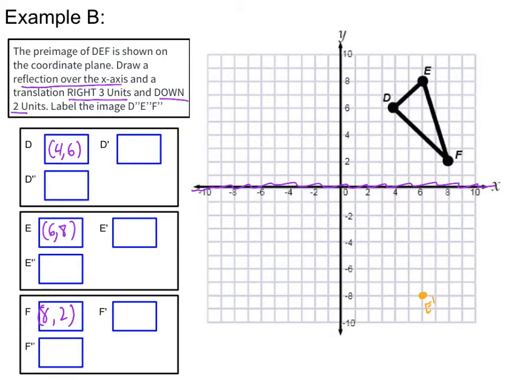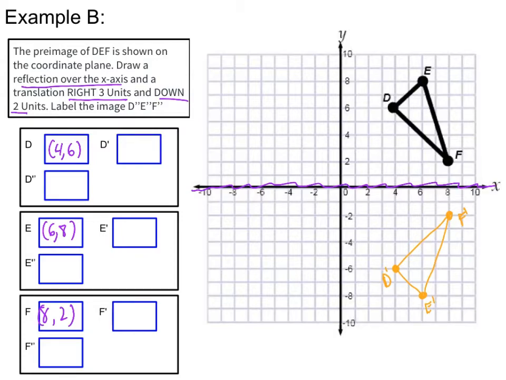All right, now we're going to go on to D. D looks like it's up 6, so we're going to go down 6, and again, label that D prime. And then F looks like it's up 2, so we're going to go down 2, and label it F prime. So now that we've got all of our points, we're going to put them together to make our decent looking triangle, and now we're going to write down the points that we have.